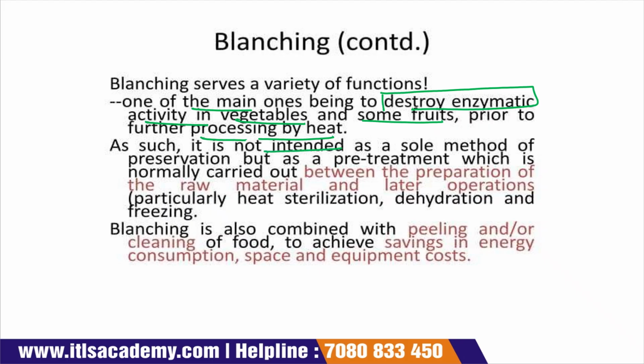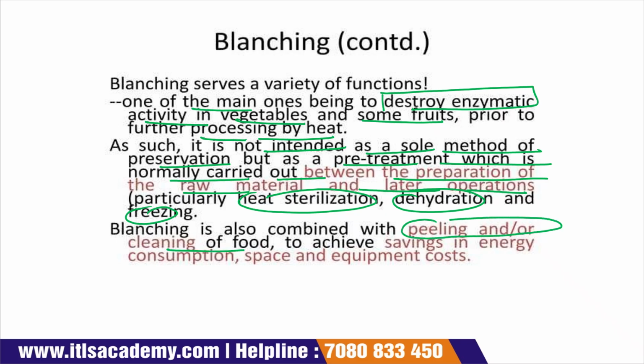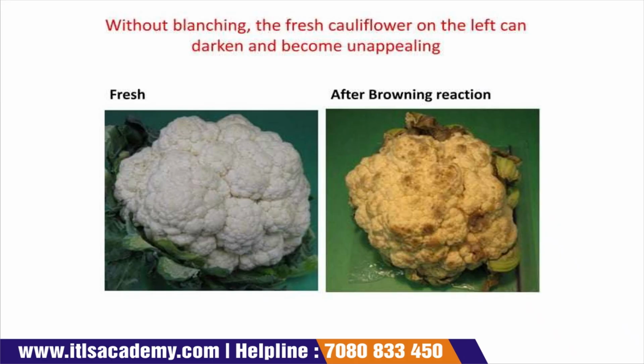As such, it is not intended as a sole method of preservation, but as a pre-treatment which is normally carried out between the preparation of the raw material and later operations like heat sterilization, dehydration, and freezing. Blanching is also combined with the peeling or cleaning of the food product so that it achieves savings in energy consumption, space, and equipment cost.